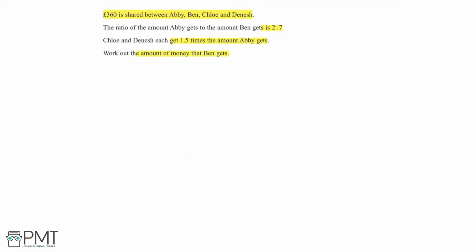So we're told that the ratio of the amount of money that Abby gets to the amount that Ben gets is 2 to 7, so we can write that down below. But now we're also told that Chloe and Dinesh each get 1.5 times the amount that Abby gets, which means that their ratio will be 1.5 times greater than Abby's. And so 2 multiplied by 1.5 is equal to 3. And so using this information, we can say that the ratio of the amount Chloe gets to the amount that Dinesh gets is 3 to 3, because they both get the same amount.